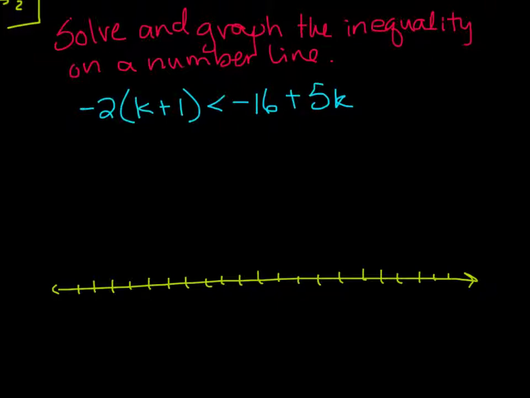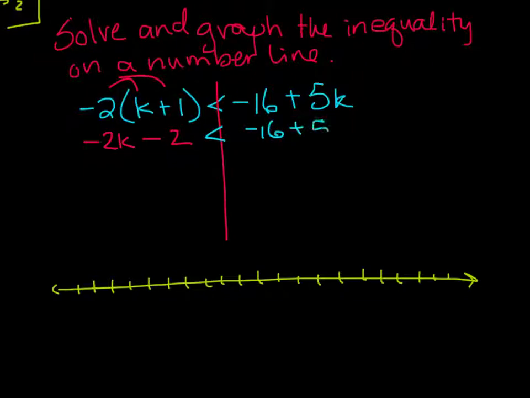Okay, so hopefully you paused the video and worked through this problem. We have negative 2 times k plus 1 is less than negative 16 plus 5k. We need to solve and graph the inequality on a number line. Let's make our line, and actually let's do our distributive property first. So we have negative 2k minus 2 is less than negative 16 plus 5k.